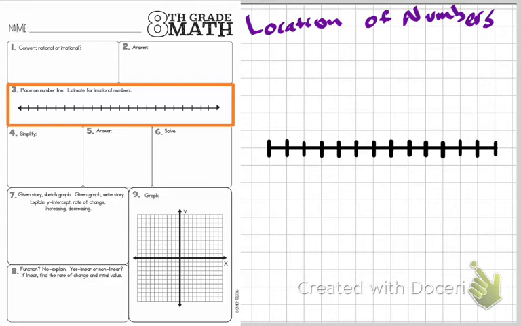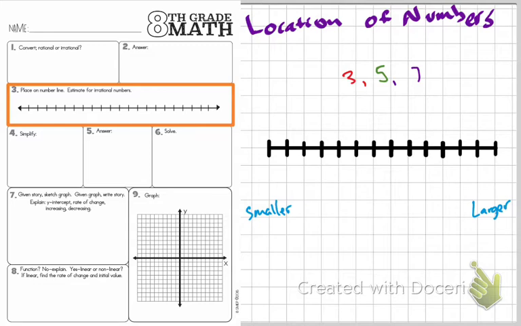And what that scale is going to depend on the numbers that you are given and the numbers that you need to place on that number line. And so we'll take a look at some examples of that here. Let's go ahead and start with a really simple example.